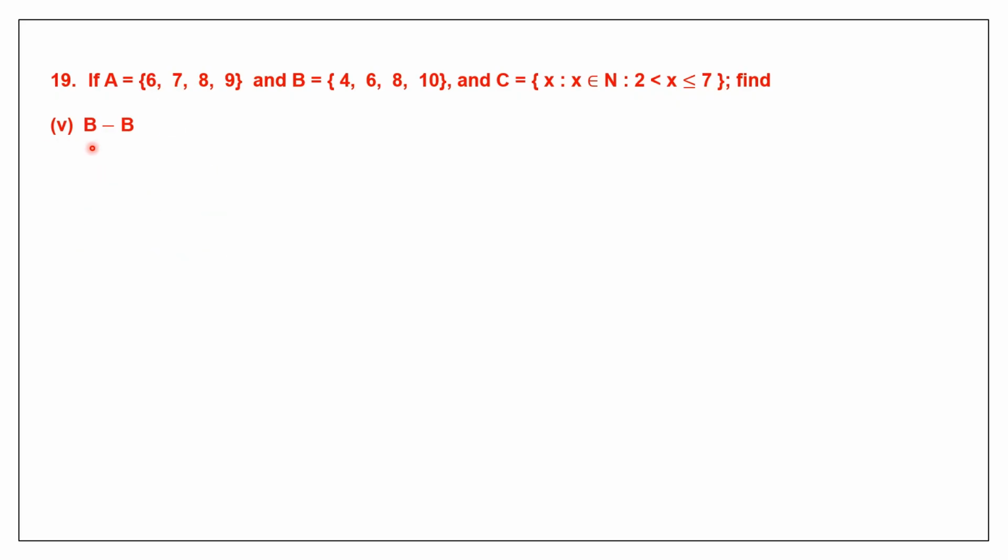The next one is we need to find the difference between set B and set B itself. Now set B has all these elements, and difference means the elements of the set which are not in the other set. And as we know, all the elements of set B will be there in set B itself. So there's nothing left. So this is going to be an empty set, or we write it this way. So this is the answer. This is an empty set.